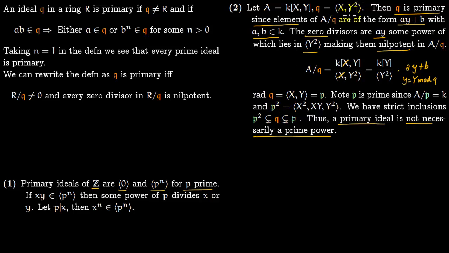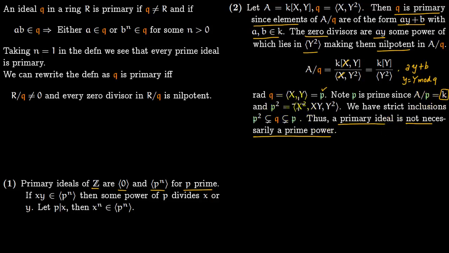Radical of Q means you get rid of this power. You are just left with XY, and this is a prime ideal which we denote by P. It is a prime ideal precisely because if you take this ring A modulo this prime ideal, you just get this K, which is a field and therefore an integral domain, which makes P a prime ideal.